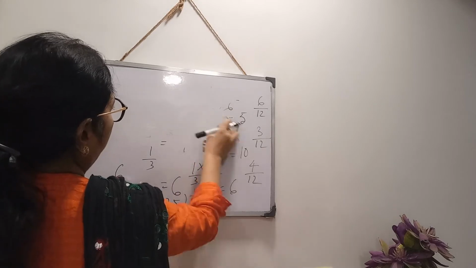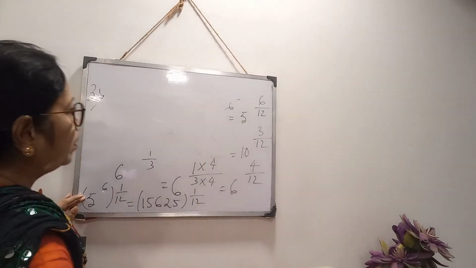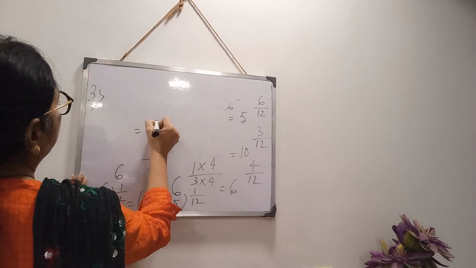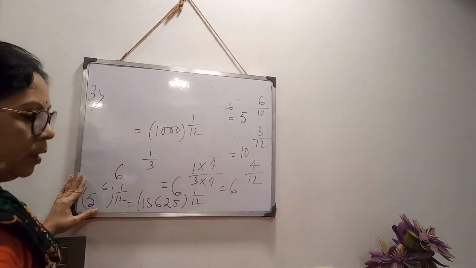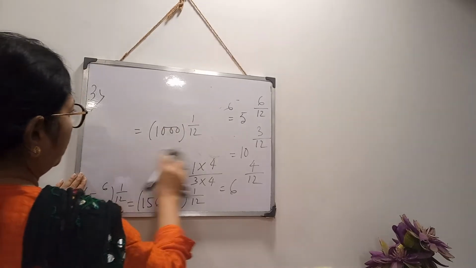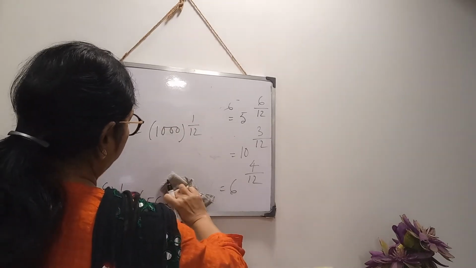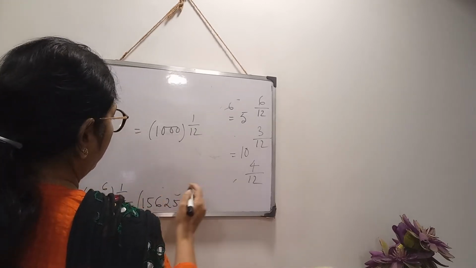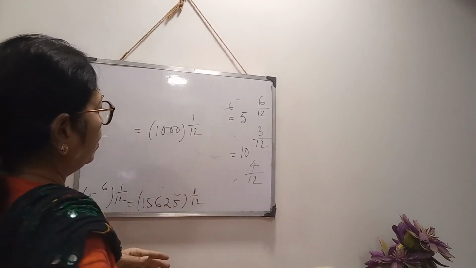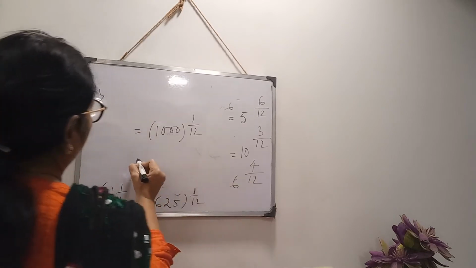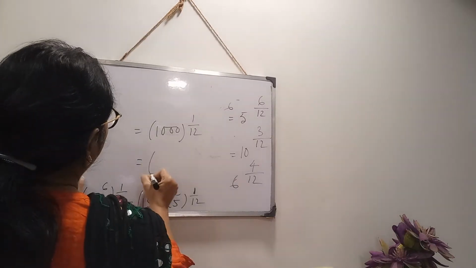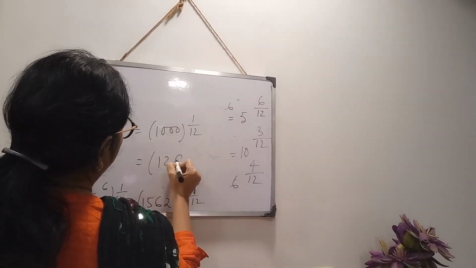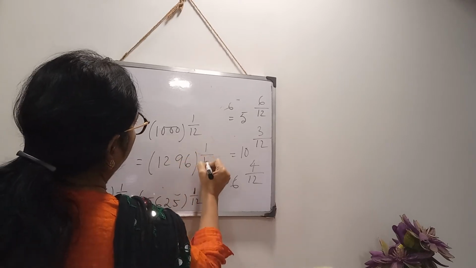Then 10 cube means 1000. 1000 to the power 1 by 12. And last one, 6 to the power 4. 6 to the power 4 is 1296. 1296 to the power 1 by 12.